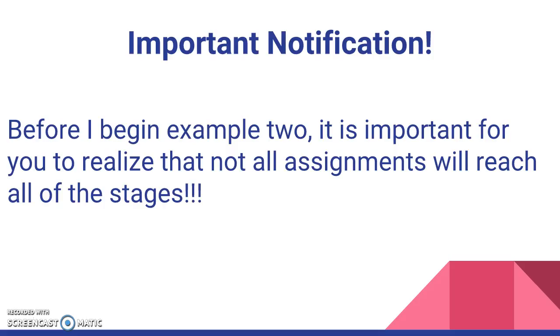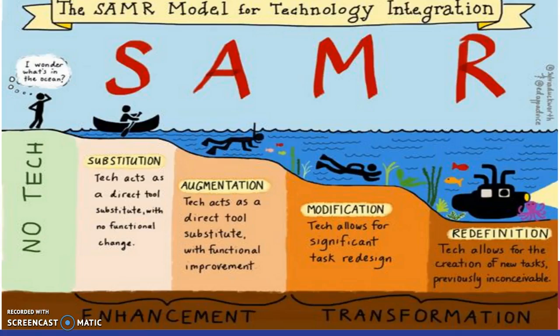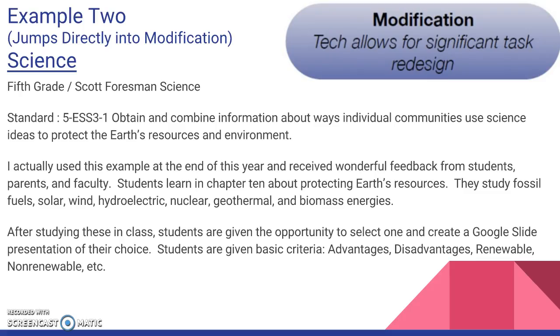I just wanted to put in an important notification that before I begin other examples, it is important for you to realize that not all the assignments will reach all of the stages of the SAMR model. Just to quickly show you again, just because you can dive into technology does not mean you have to use them in this particular order. You can jump right into modification. You can work your way back, or you can work your way forward and dive right into redefinition. My second example, example 2, jumps directly into modification.